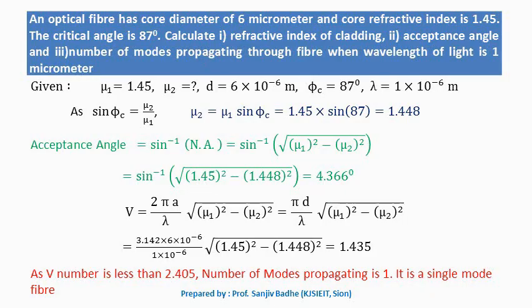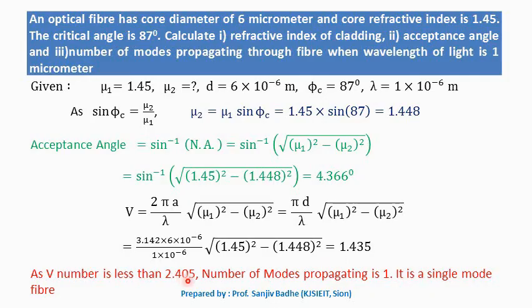Now for number of modes we need V number, and V number is given by 2 pi a upon lambda square root of mu 1 square minus mu 2 square. Here 2 into a is radius, so 2 into a will be diameter. Diameter is given to us. Lambda is also given, 1 into 10 raised to minus 6 meter, 1 micrometer. By substituting the values of mu 1 and mu 2, we can calculate V number. It is obtained as 1.435 in this case.